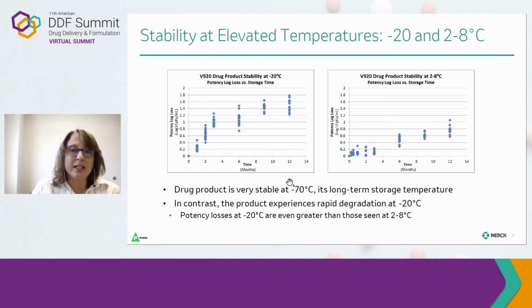And so we had to keep reminding people and design our processes to make sure -20 C wasn't going to be helpful to us, and actually it would be better if we had to do 2 to 8.